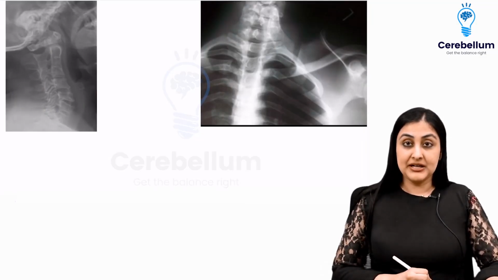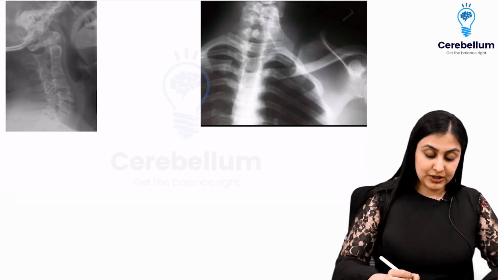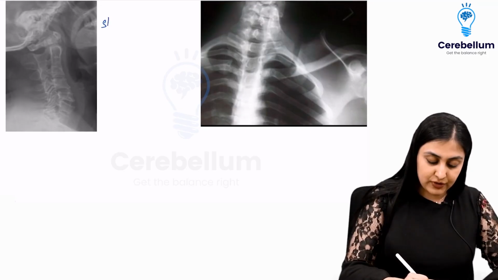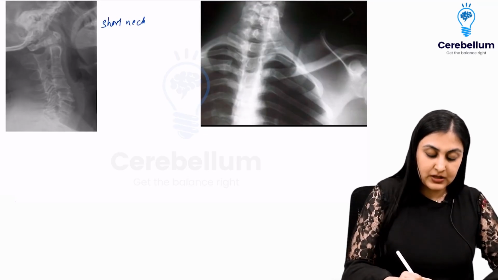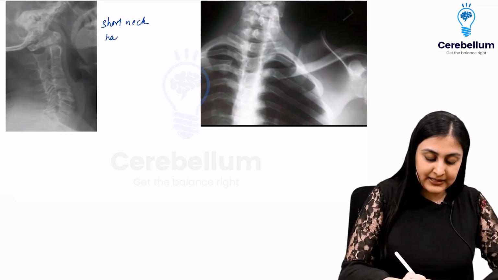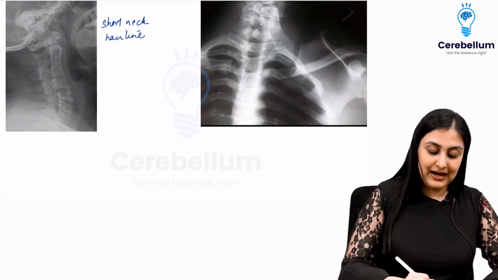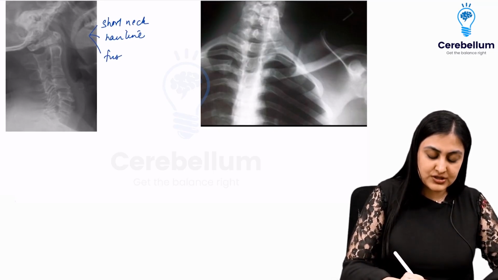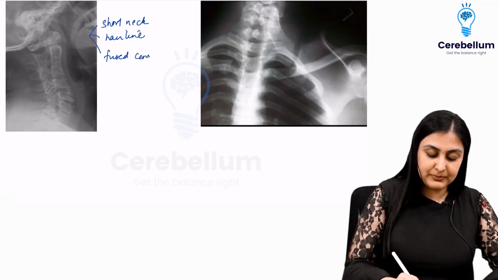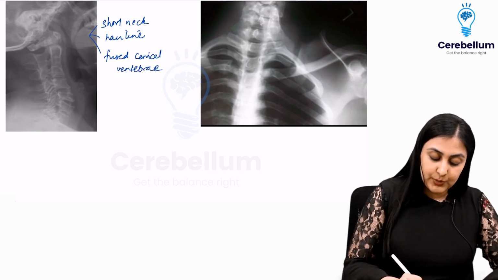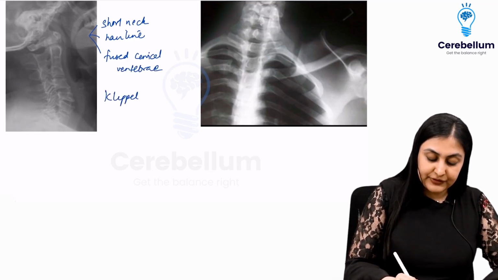Next, we talk about a pediatric pathology wherein you are going to have a triad of a short neck. You would have a hairline which is higher, and you would have fused cervical vertebrae. So multiple fused cervical vertebrae. What am I talking about? We're talking about Klippel-Feil syndrome.